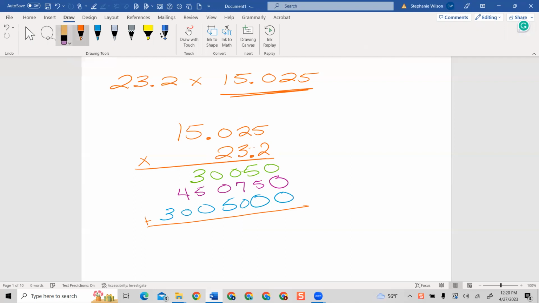All right, let's add it up. I got 0 plus 0. I got 5 plus 5 plus 0 is 10, carry the 1. 1 plus 0 plus 7 plus 0 is 8. 0 plus 5. 3 plus 5 plus 0 is 8. 4 plus 0, and then 3.